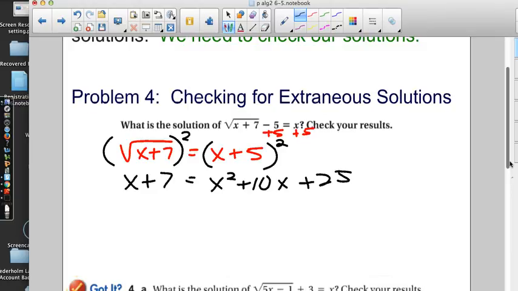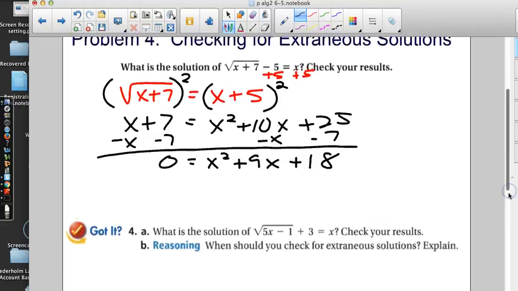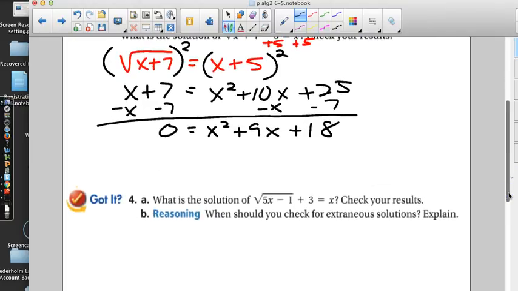Yeah, because we have to start getting our factoring skills back. So we're going to subtract an x from both sides, and we're going to subtract a 7 from both sides. And then we're going to see what we have to factor. So x squared plus 9x plus 18. Let's see. There's no greatest common factor. It's not a perfect square trinomial because 18 is not a perfect square. But good old-fashioned factoring, I think, will help us in this. Give me the two numbers. 3 and 6.